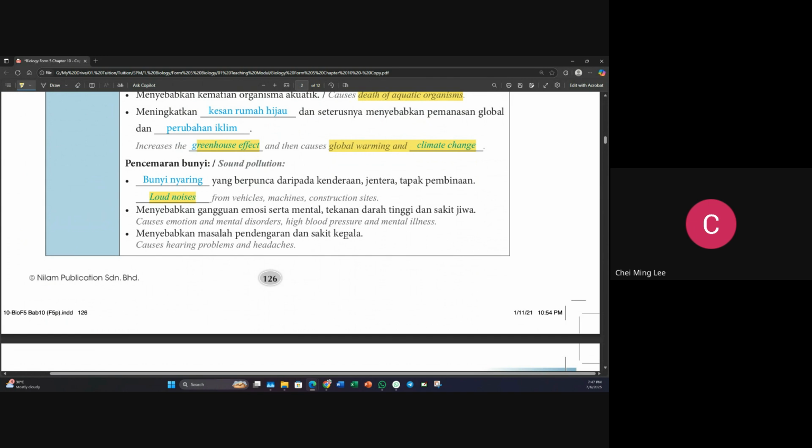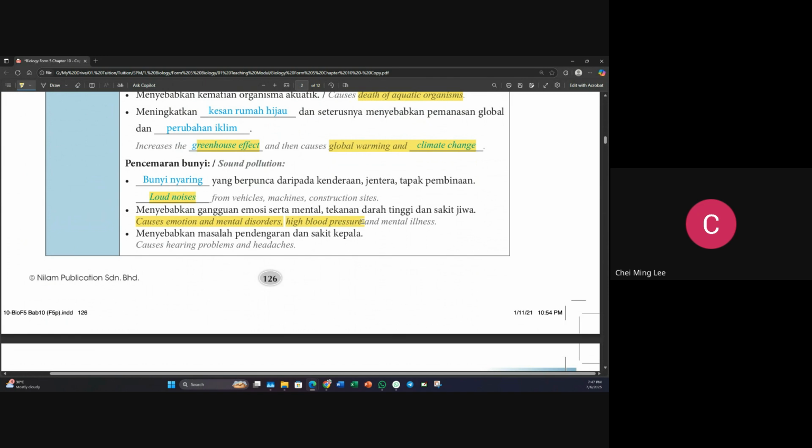Okay, passing over. So this will cause emotional and mental disorder because you will get very frustrated. Especially when you are ready for your trial, for example, and then someone keeps making noise like that. So you're going to have high blood pressure as well because you get too angry.